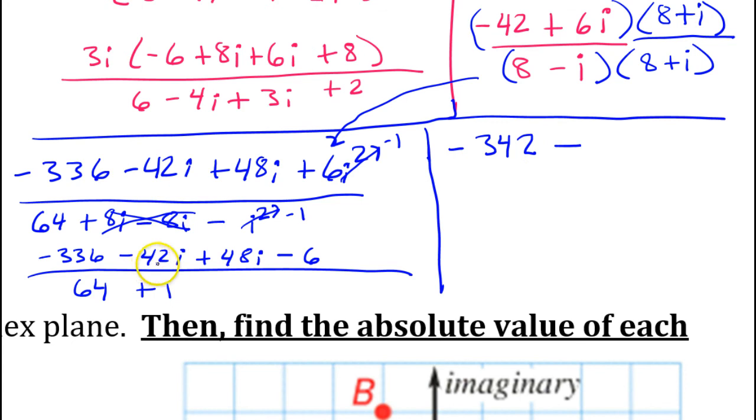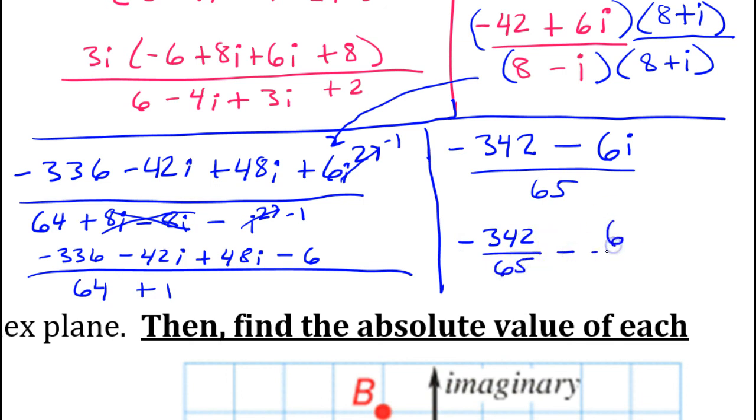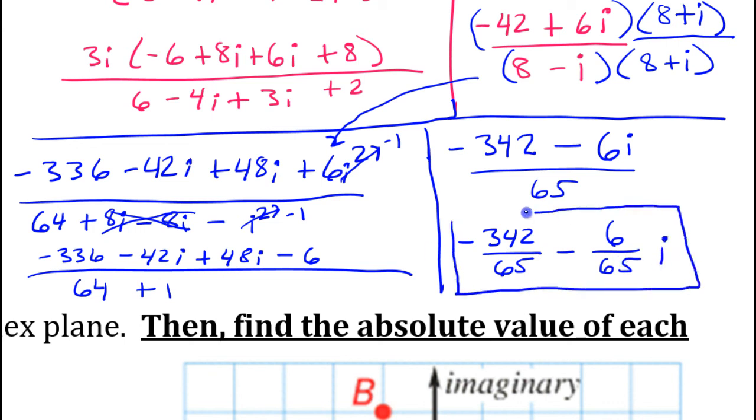Okay, negative 42 plus 48, that's 6. So it's going to be minus 6i over 65. Okay, and just splitting this apart, I have negative 342 over 65 minus 6 over 65i. So this will be the final answer to the longest simplifying complex number problem ever.